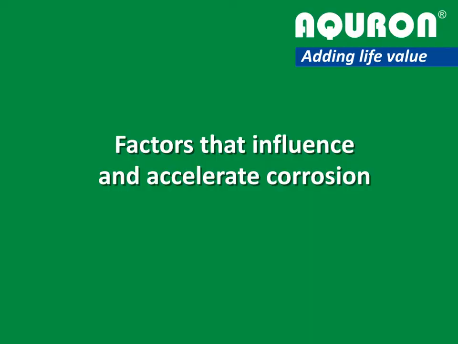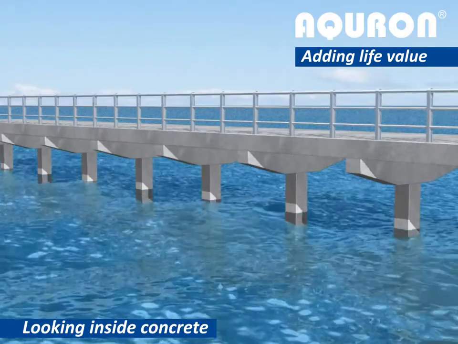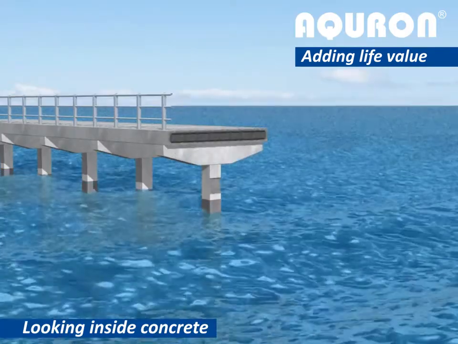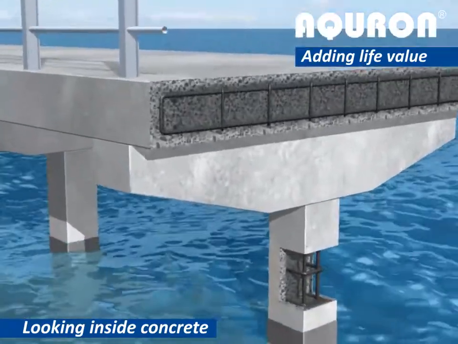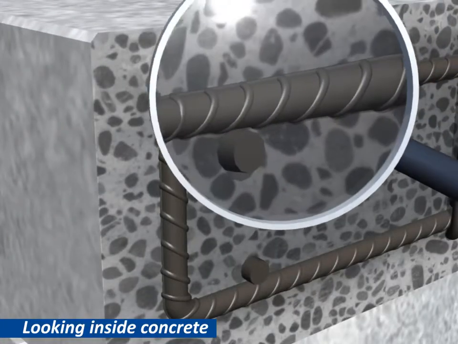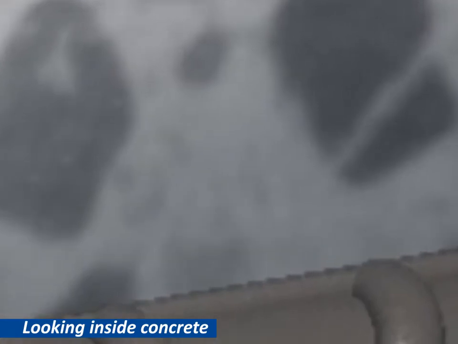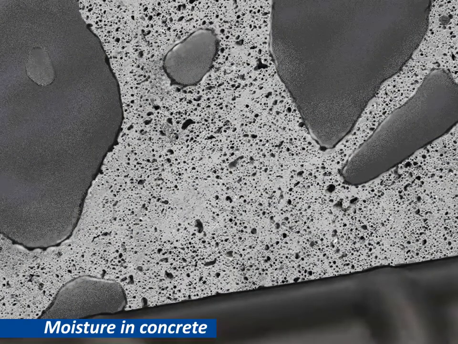As follows is a summary of the factors that influence and accelerate the corrosion of embedded steel in concrete. We are going to take a look inside a typical reinforced concrete marine structure. Firstly, we're going to have a look at moisture and how it gets there.